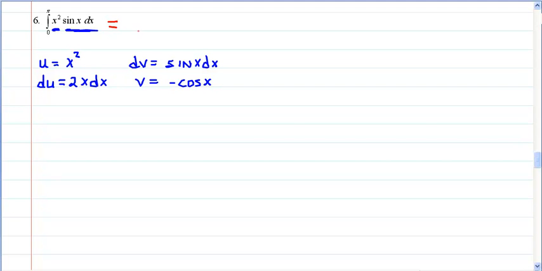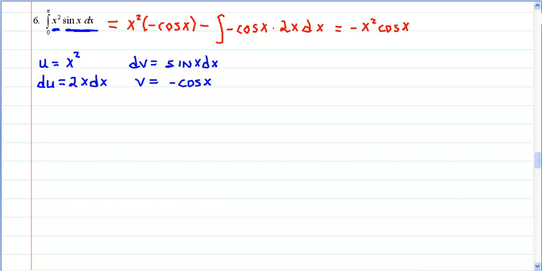So when I substitute this into the integration by parts formula, I have u times v, so x squared times negative cosine x, and then minus the integral of v du. V is negative cosine x times 2x dx, so that when I make this simpler, I have negative x squared cosine x plus, take out the constant of 2, and I have the integral of x times cosine x dx.